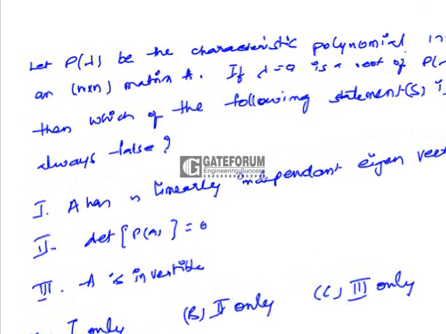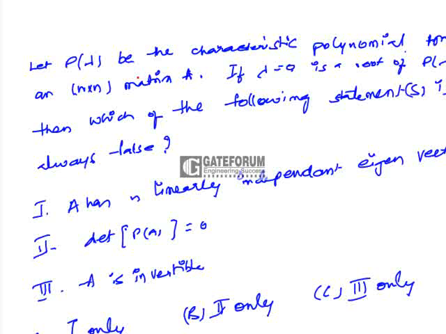Let P of lambda be the characteristic polynomial for an n by n matrix A. If lambda equal to 0 is a root of P of lambda, then which of the following statements are always false? First statement: A has n linearly independent eigenvectors. Second statement: determinant of P of A is equal to 0. Third statement: A is invertible.